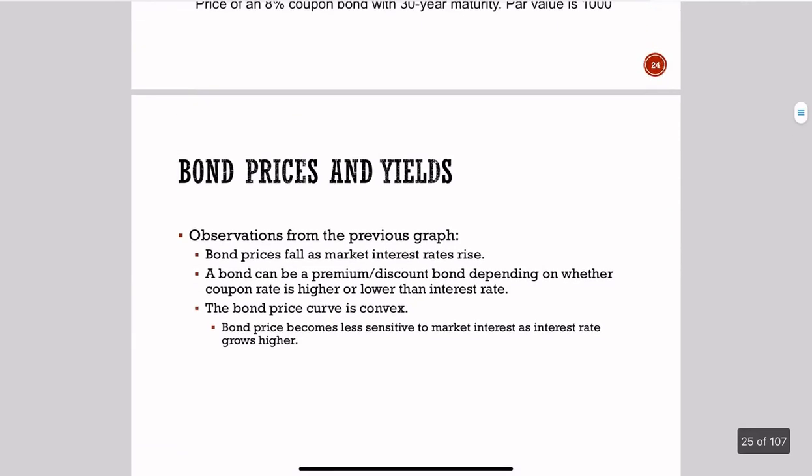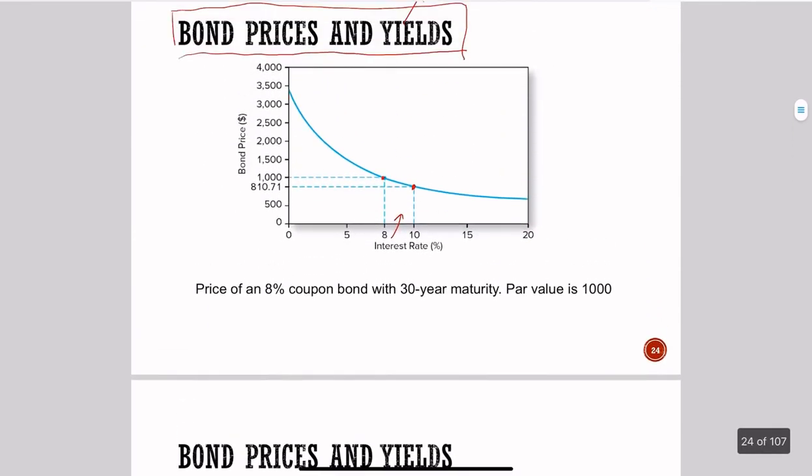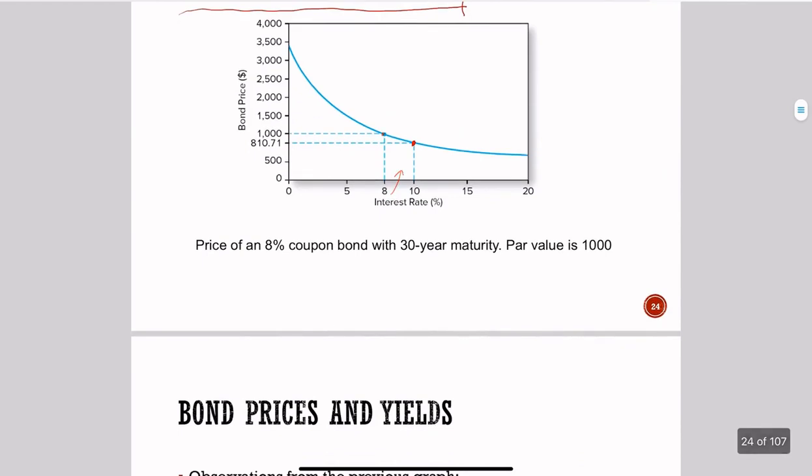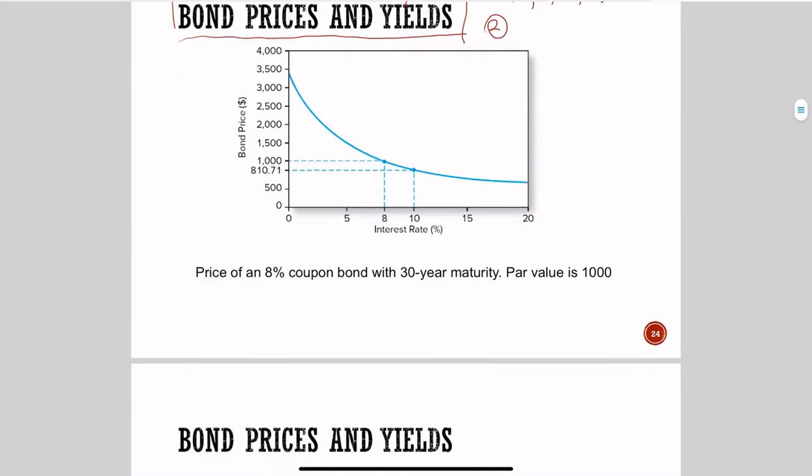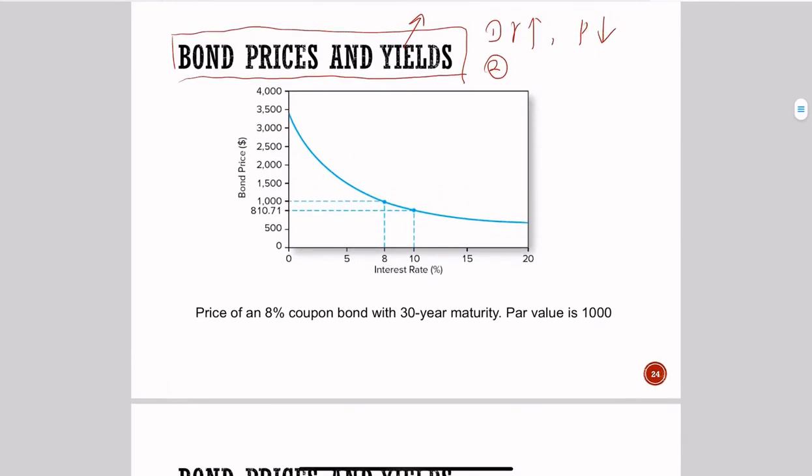Now, let's see what we can get from this picture here. We could get 3 results from this picture. The first result we can get is interest rate increases, bond price decreases. And what's the second one? Well, the second one is, you can see that this curve here is convex. That is, the curve is convex.